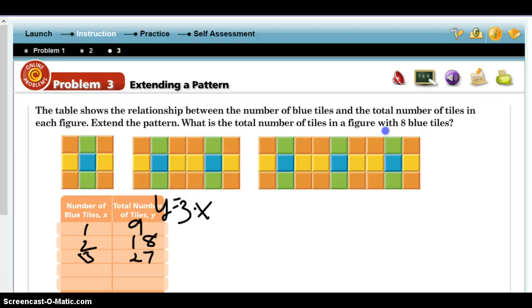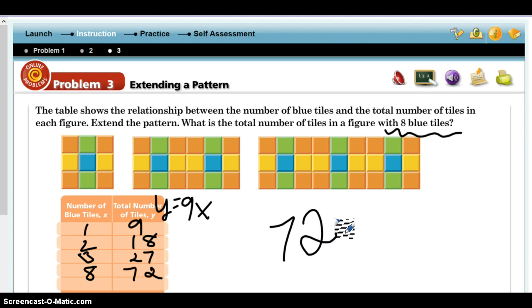So therefore, the question is asking you 8 blue tiles. 8. What does it give you? Ooh. What's my mistake? I totally made a mistake. You're thinking, what the heck are you doing? This shouldn't have been a 3. What should it have been? Yep, it should have been a 9. That's why you never, ever write in pen. 9. 8 times 9 is 72. 72.